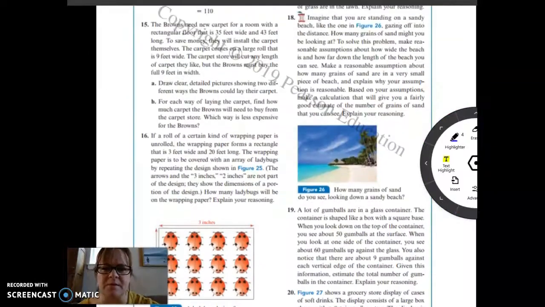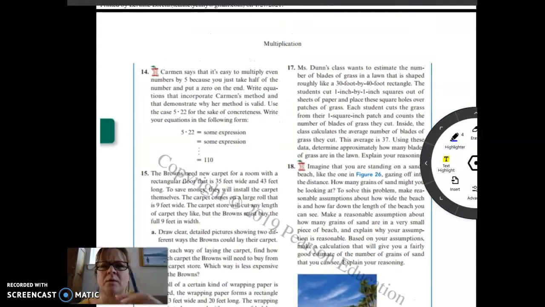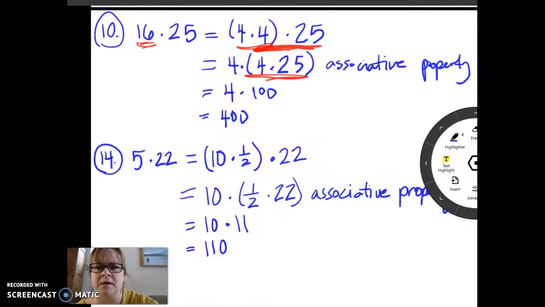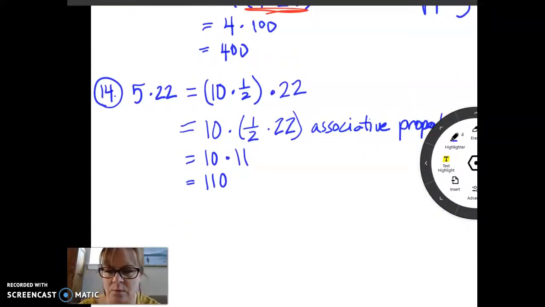You're doing something similar in number 14, where you are asked to do the same thing, essentially, for 5 times 22. So Carmen says it's easy to multiply even numbers by 5 because you can just half the number and put a 0 on the end. So she's talking about the double half method, which is such a great method. And then you had to write the equations that incorporate her method that demonstrate that. Okay, so let's get down to number 14. So 5 times 22 over here.